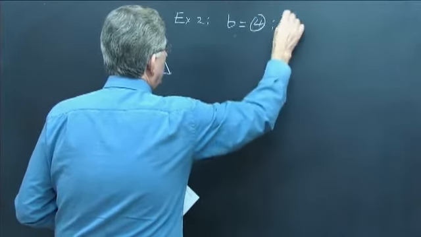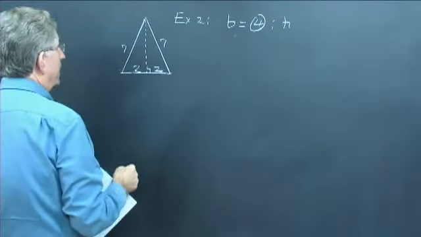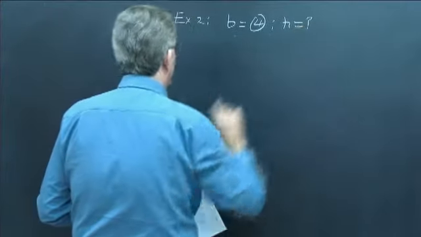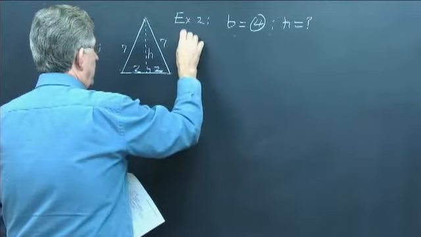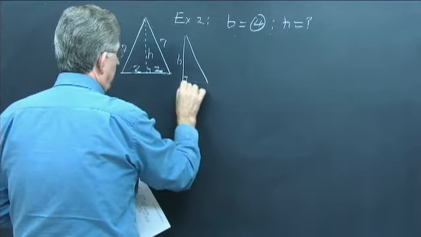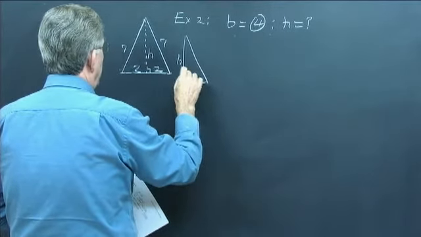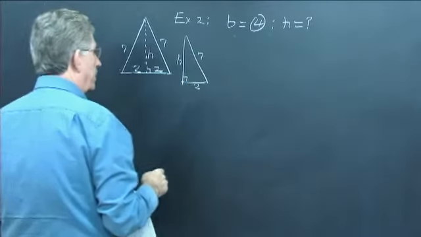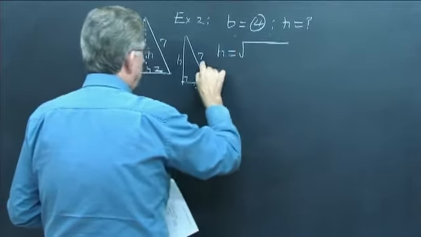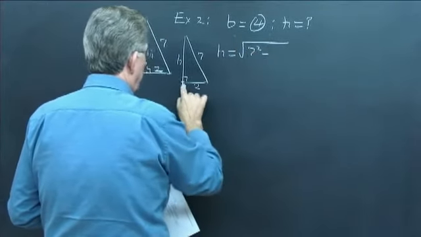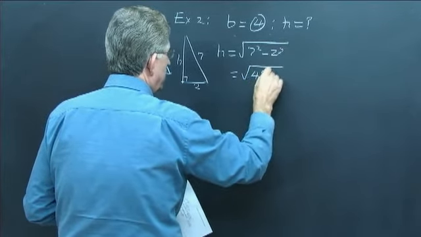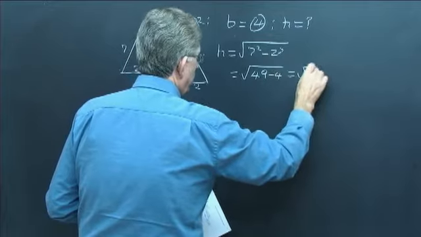And the height is, oh yes, the height. That's yet to be determined. Well, let's see if we can figure it out. Let's take this little triangle right here, H and 2 and this 7, and let's apply the Pythagorean theorem. So this leg squared is the hypotenuse squared minus this leg squared. So it's the square root of 49 minus 4, which is equal to the square root of 45.